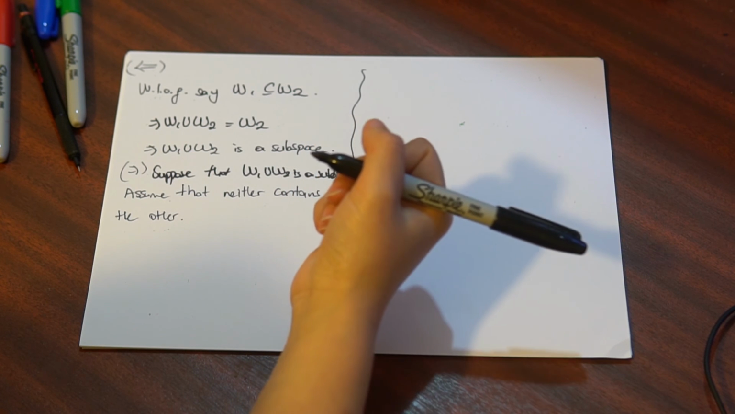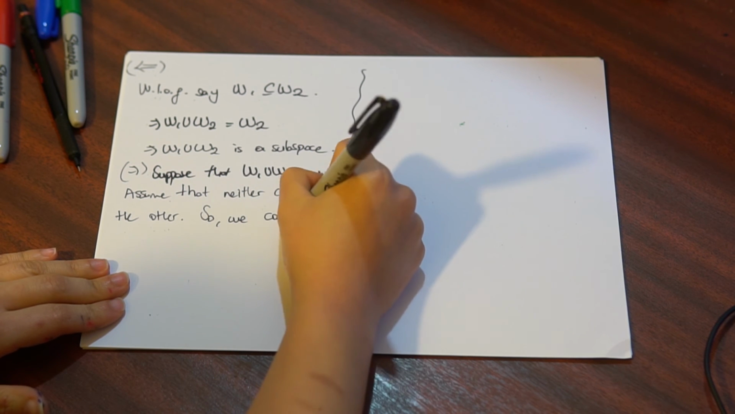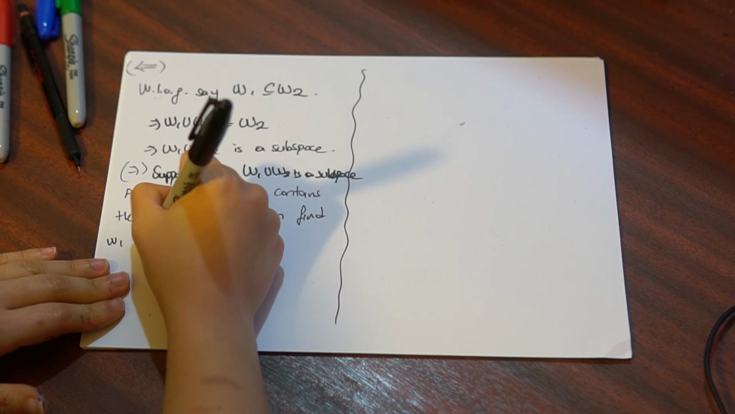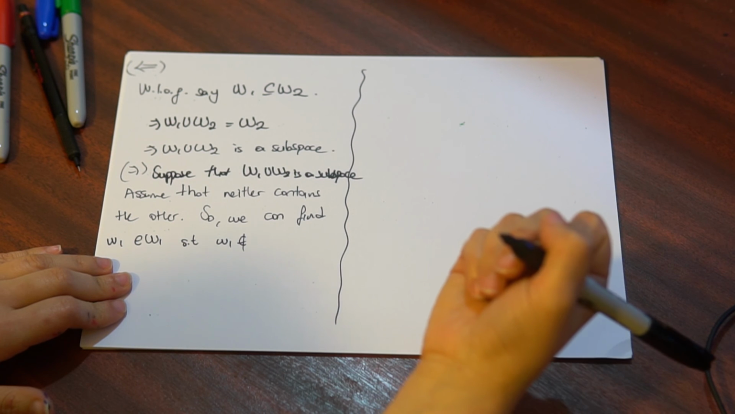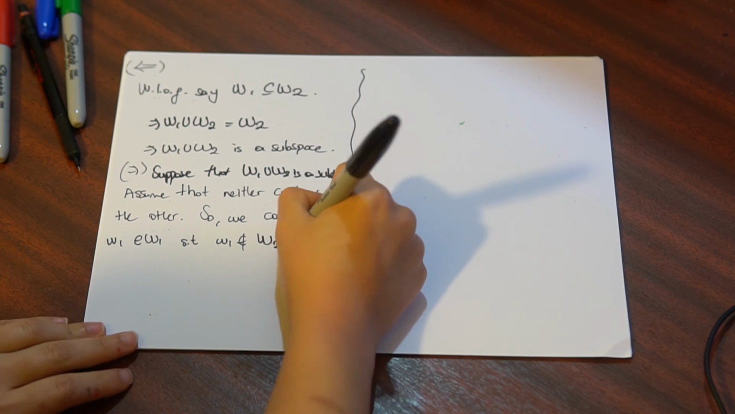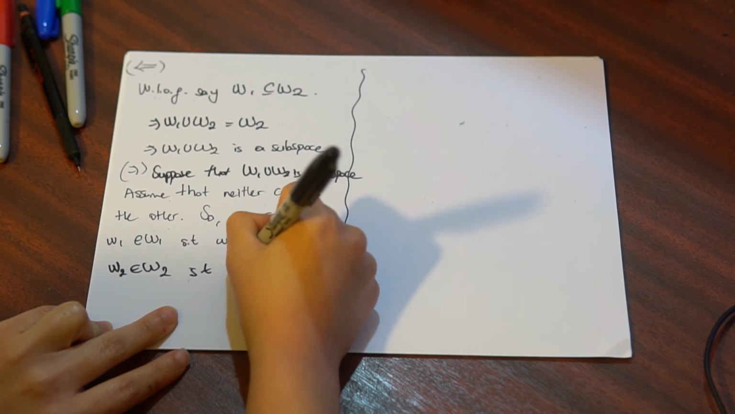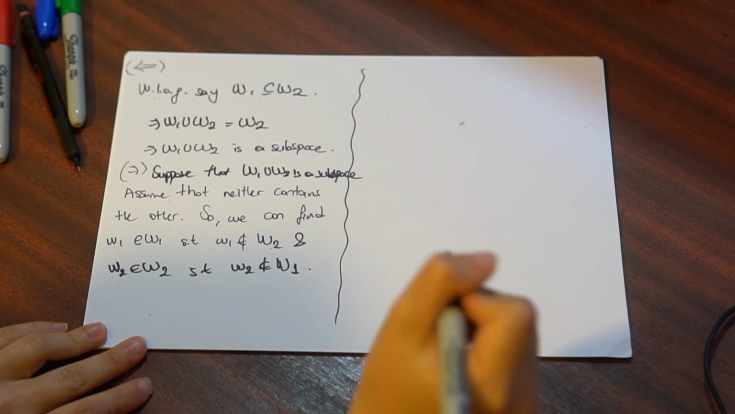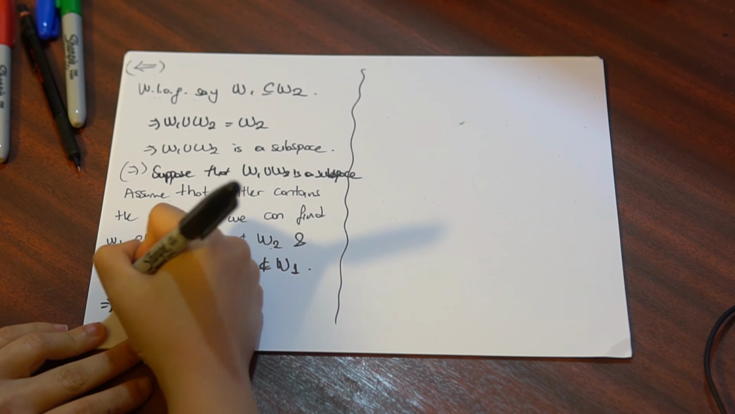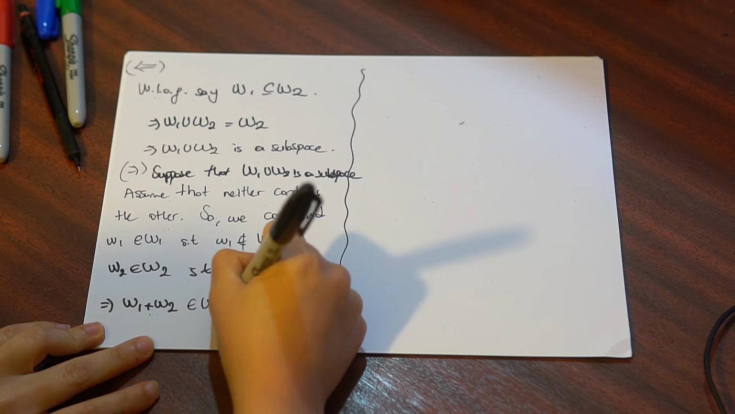So we can find a small w1 inside of V1 such that this small w1 is not in V2, and also a w2 inside of V2 such that w2 is not in V1. Now w1 plus w2 is in W1 plus W2, right?